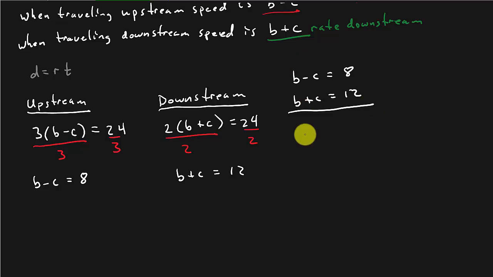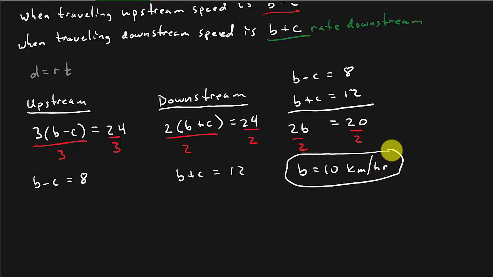So if I add the two equations, B plus B is 2B, negative C plus C is 0, and 8 plus 12 is 20. And then if I divide both sides by 2, I get B is equal to 10, and that would be kilometers per hour. So that's the speed of the boat.